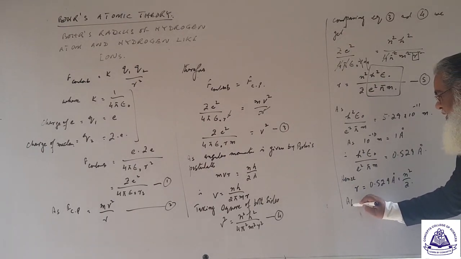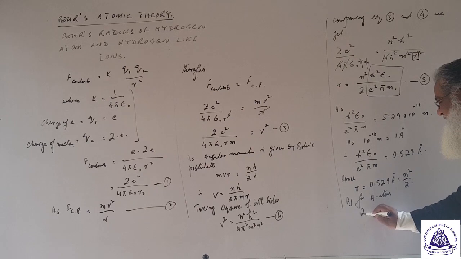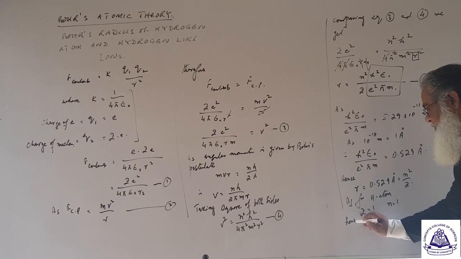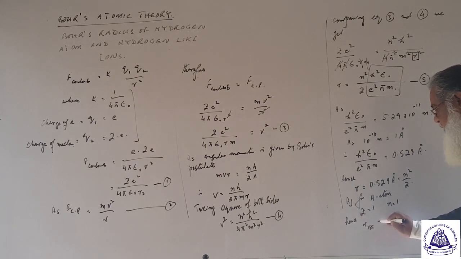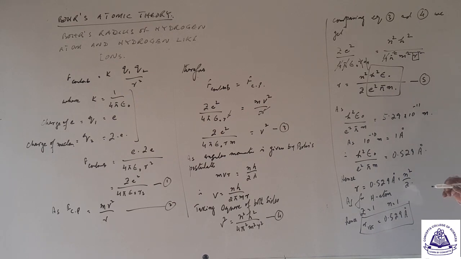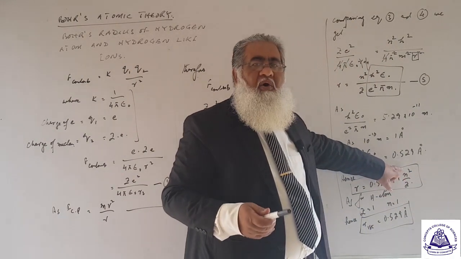For hydrogen atom, z is 1, n is 1, hence radius of first orbit of hydrogen atom is equal to 0.529 angstrom. In this way, by using this formula, we can find the radius of any shell of hydrogen atom by replacing z with 1 and n with the number of the shell in which electron is revolving.